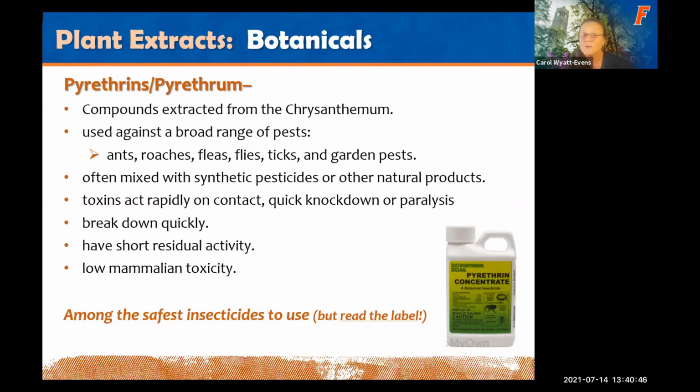They're often mixed with the synthetic pesticides, but also with other natural products. They mix them with a synergist. Most of the time you're going to see a thing called piperonyl butoxide. This is a really common synergist. Synergists basically have no insecticidal properties, but when you add them to a product, instead of 2 + 2 = 4, in this case, when you add that synergist, 2 + 2 = 5.